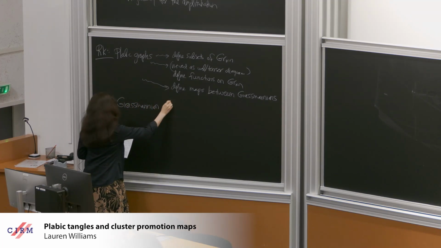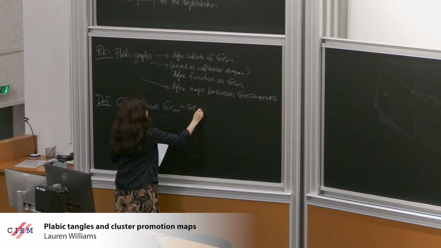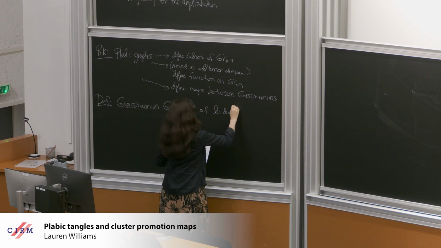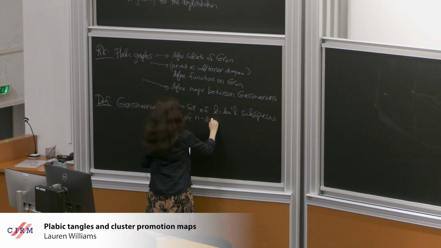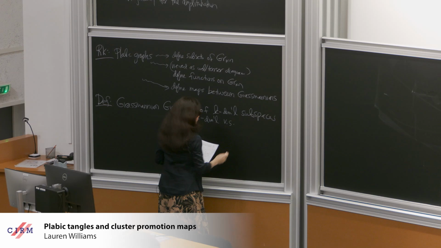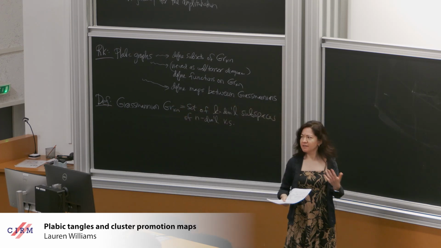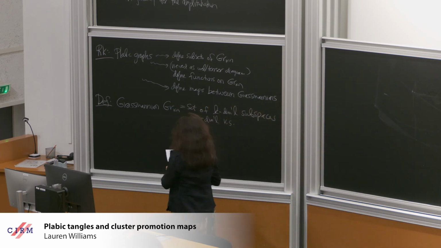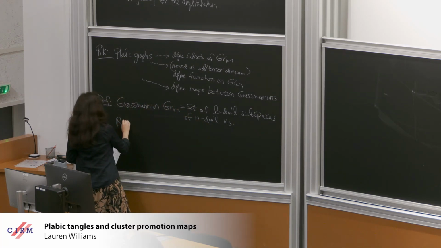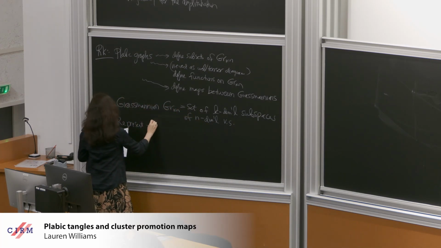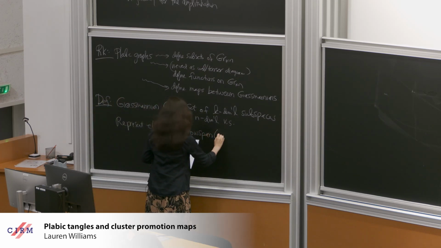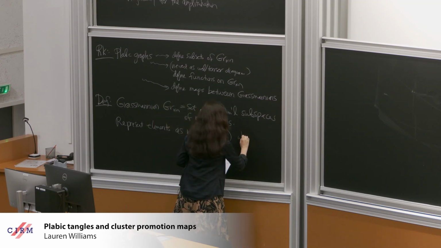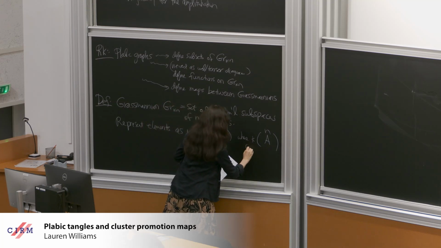So the Grassmannian, Gr(k,n), is the set of k-dimensional subspaces of an n-dimensional vector space. And I'll mostly be working over C today, but sometimes over R. We will represent elements as row spans of matrices A, where A is a k by n full rank matrix.